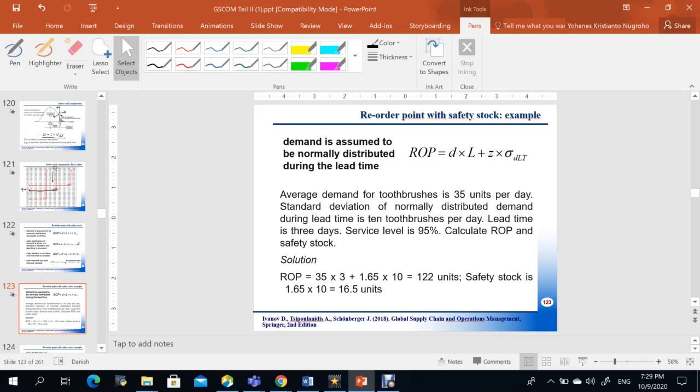So we have information here about the daily demand at 35 units per day. And the lead time is 3 days, right? Here, service level is 95%. We can use Z equal to 1.65 by using the previous table.